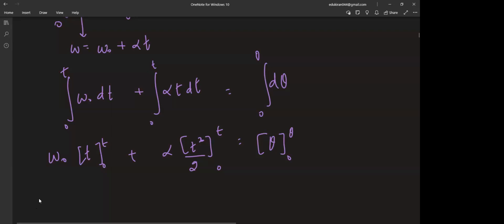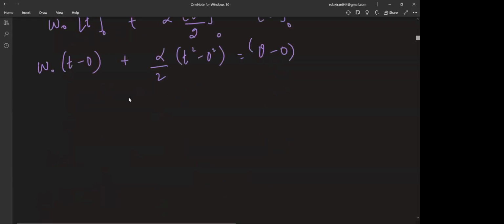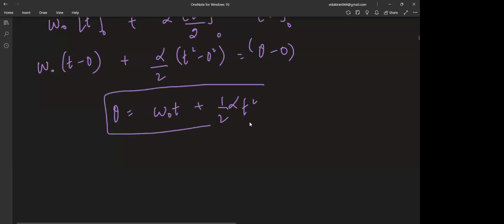Yes, so this becomes omega naught t minus 0 plus alpha by 2 into t square minus 0 square is equal to theta minus 0. We have our equation already. So this equation becomes theta is equal to omega naught t plus half alpha t square. This is the equation. Third one.